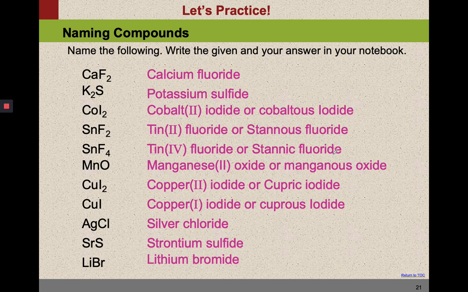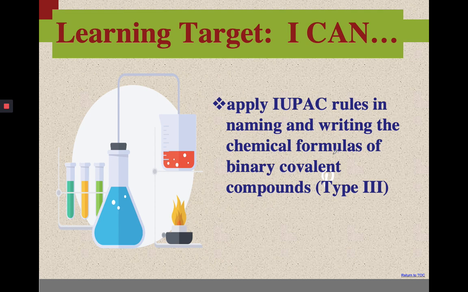So that's basically it for type 1 and type 2 binary ionic compounds. Remember the rules for cations with single charges and cations with multiple charges. In the next video, we will be naming binary covalent compounds.